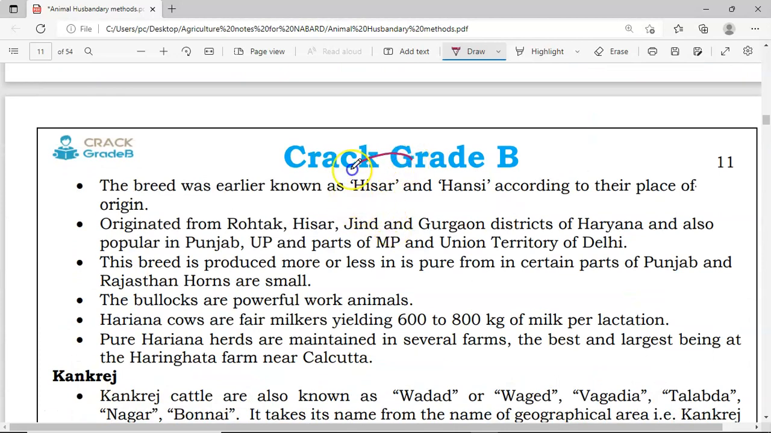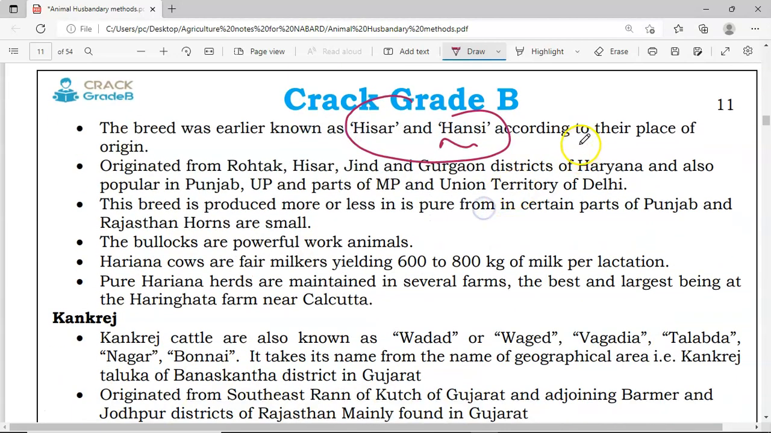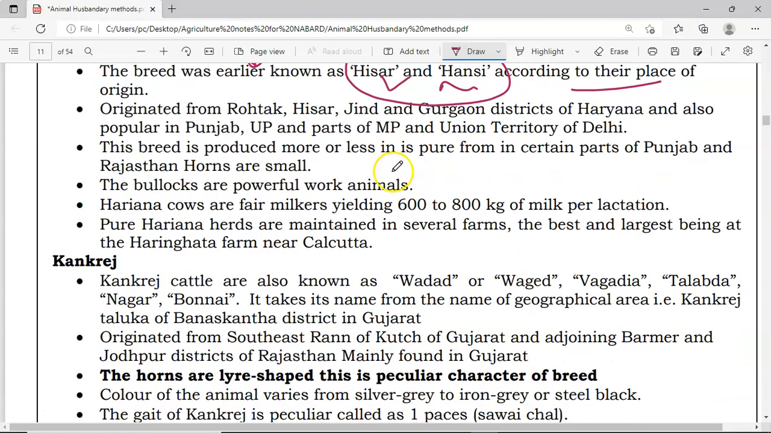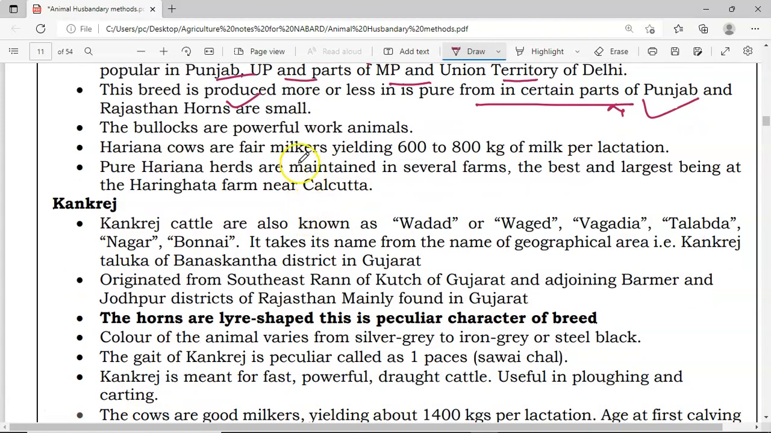It originated from Hisar and Hansi; the breed got its name from the Hisar and Hansi region. It originated from the Rohtak, Hisar, Jind and Gurgaon districts of Haryana. It is also found in Punjab, UP and MP and the Union Territory of Delhi. It is produced in more or less pure form in certain parts of Punjab and Rajasthan. The bullocks are powerful and work as draught animals.